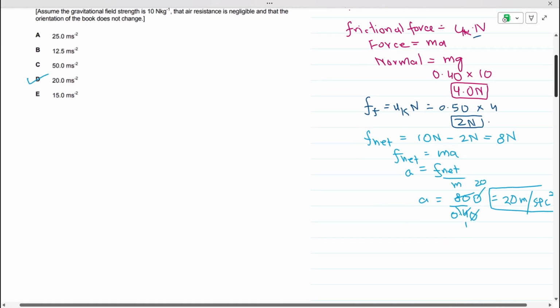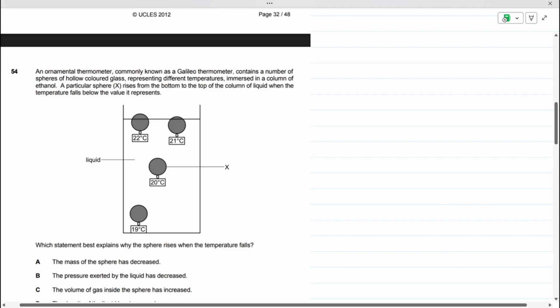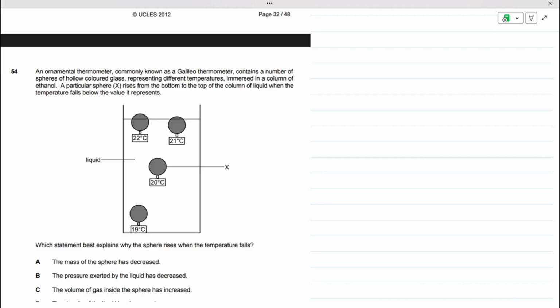Now we are going to solve the 54th question. This is the most interesting question I've found until now. An ornamental thermometer, also known as a Galileo thermometer, contains a number of spheres of hollow colored glass. It contains spheres representing different temperatures immersed in a column of ethanol.